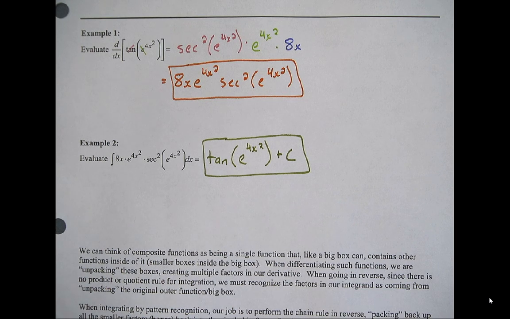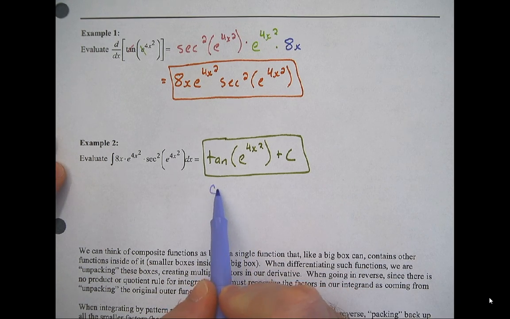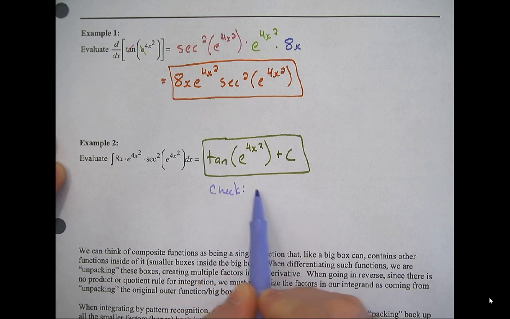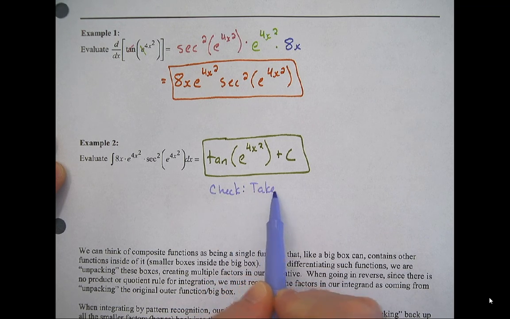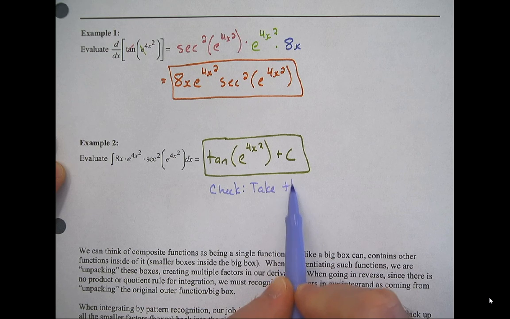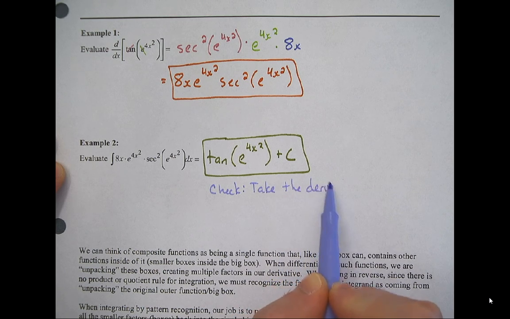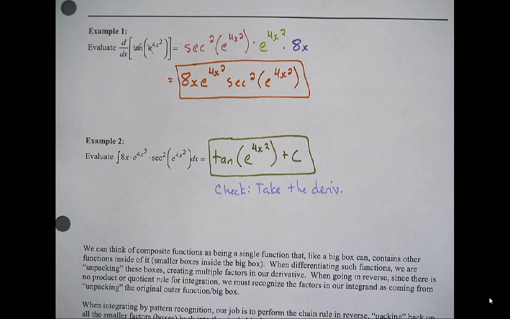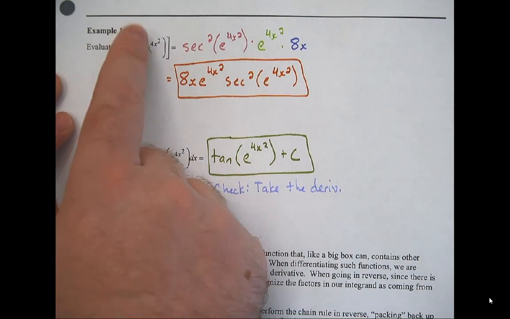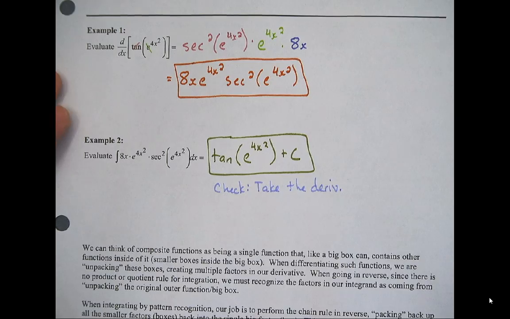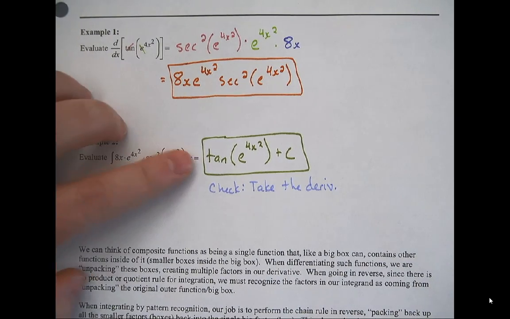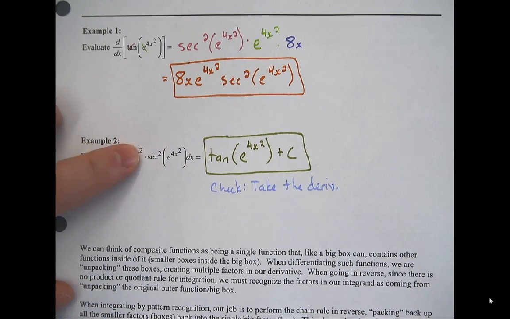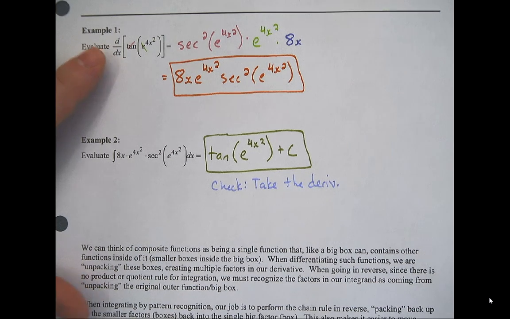Now, if you're ever not sure about this, what we could do is check by taking the derivative. Okay, so how do we do this? Obviously, we did this derivative, so it was pretty easy to work backwards once we had already done it. But what happens when we get this without already having done the answer?